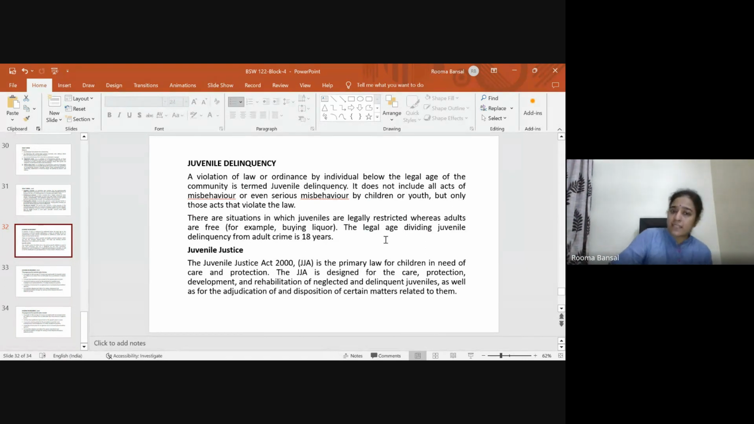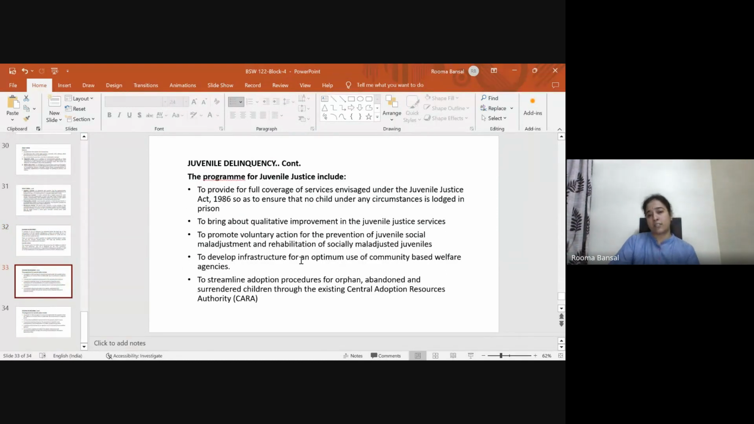Juvenile justice system is there. The Juvenile Justice Act 2000 is the primary law for children in need of care and protection. The Juvenile Justice Act is designed for the care, protection, development, and rehabilitation of neglected and delinquent juveniles, as well as for the adjudication and disposition of certain matters related to them. It means we have different law systems for juveniles and for adults.